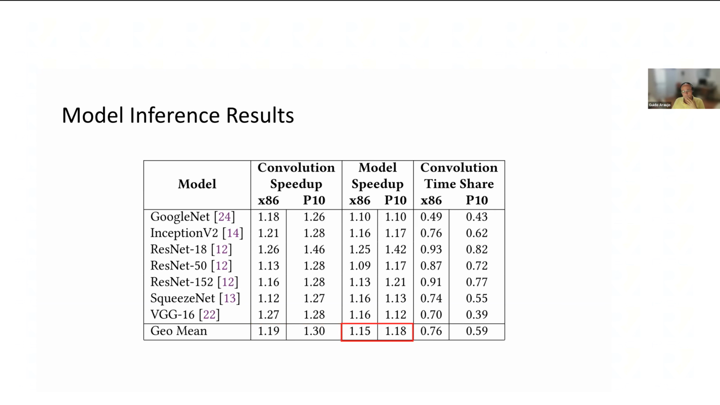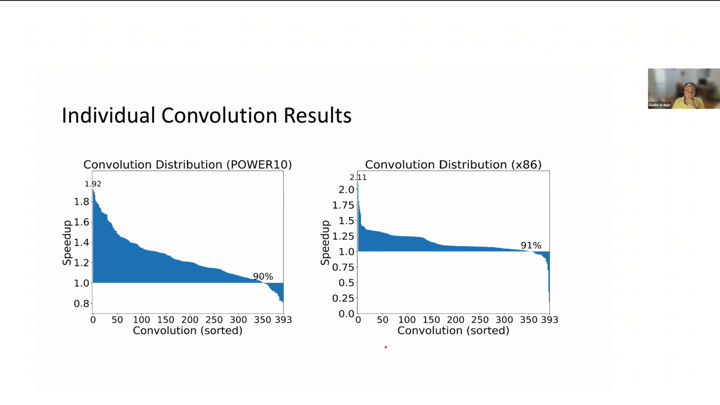All right, so just a slide reflecting the whole model speedup. But how do these numbers I just showed you reflect on the individual convolutions? We did that for the POWER10 and for the x86. We ordered the convolutions. We had 393 convolutions in all 7 models. We ordered them according to the speedup on the x-axis, and for the y-axis, we just plot the speedup.